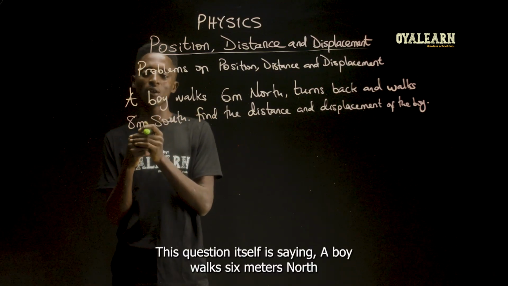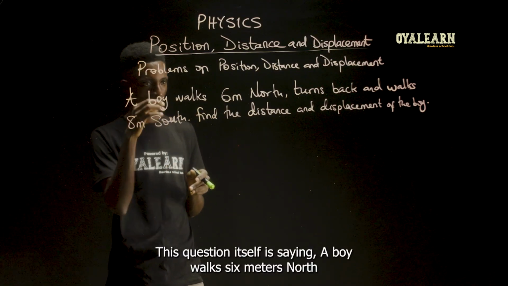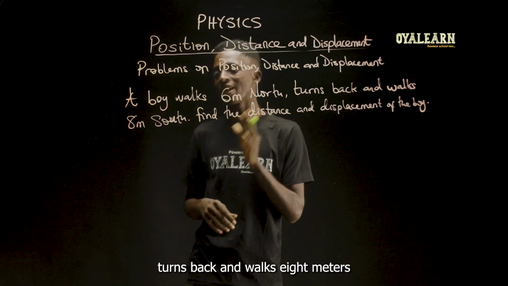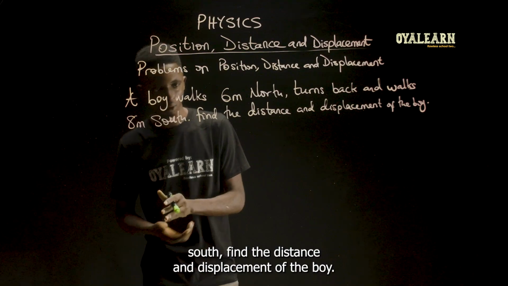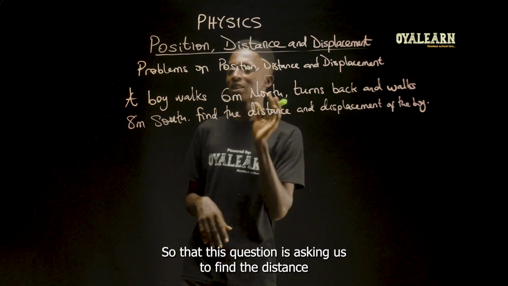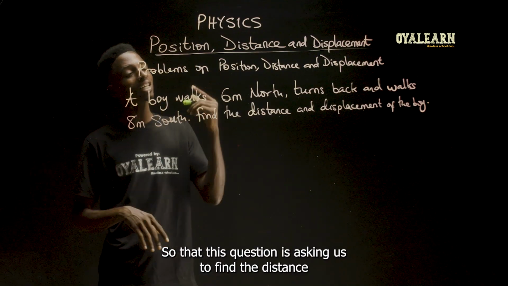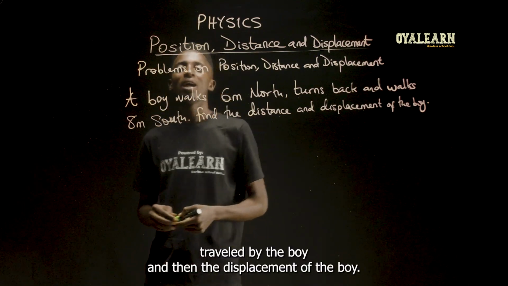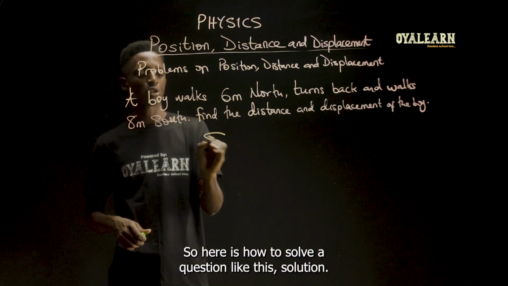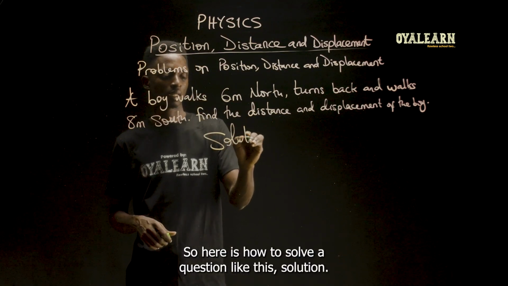This question itself is saying that a boy walks 6 meters north, turns back, and walks 8 meters south. Find the distance and displacement of the boy. So that is, this question is asking us to find the distance traveled by the boy and then the displacement of the boy. So here is how you solve a question like this.